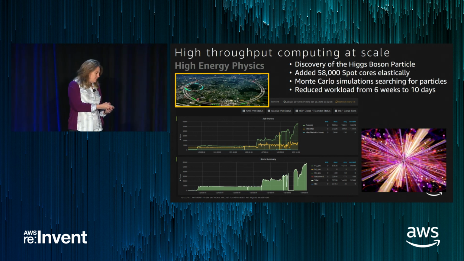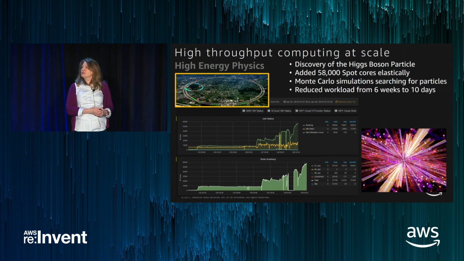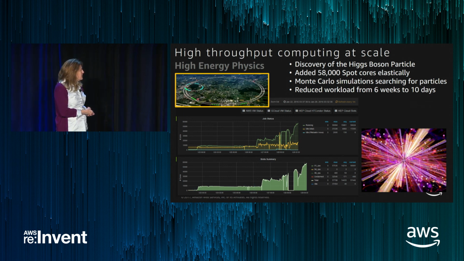While they were running this, they put out on their website the plot of how many cores they were using as a function of time. So you can see down here, this is time, I think this is a snapshot of the 10-day period, and then here is the core count. You can see they peaked at 58,000 cores.